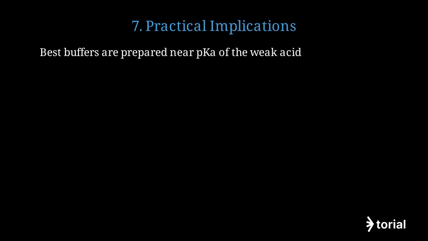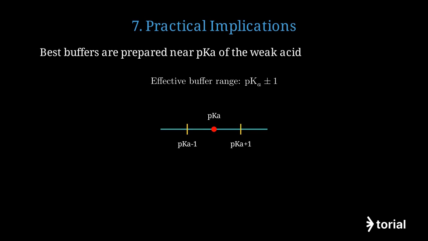Understanding this principle has important practical applications in chemistry. The most effective buffers are prepared with pH values close to the pKa of the weak acid component. The effective buffering range is typically within 1 pH unit above or below the pKa value. This shows the effective buffering range, with maximum capacity at the center where pH equals pKa.